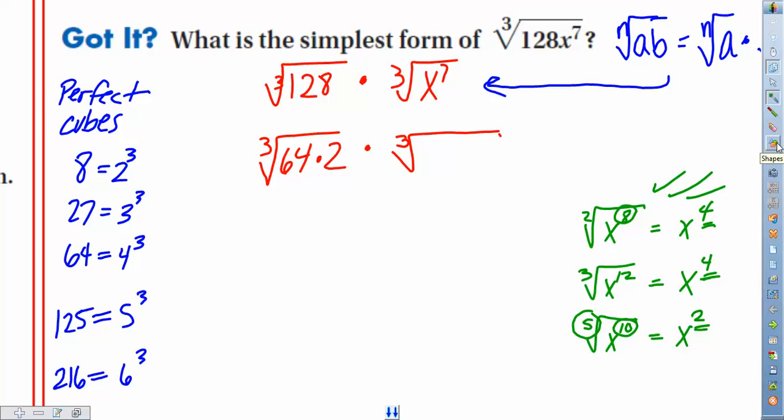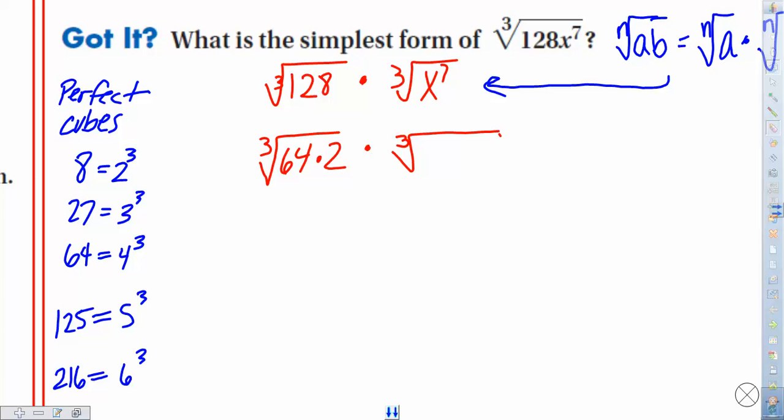Okay? So the trick is to split x to the 7th up into two factors where we actually can take the cube root and just simply take the exponent and divide it by that index there of 3. Now take a look at what the correct answer is. Go ahead and write this one in. X to the 6th times x to the 1st.